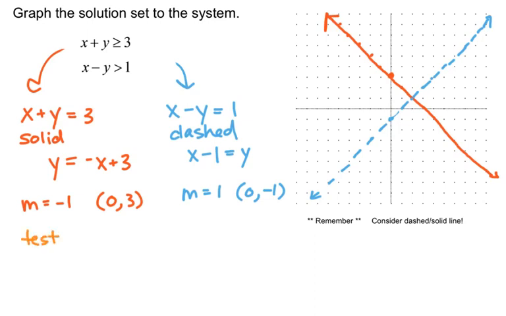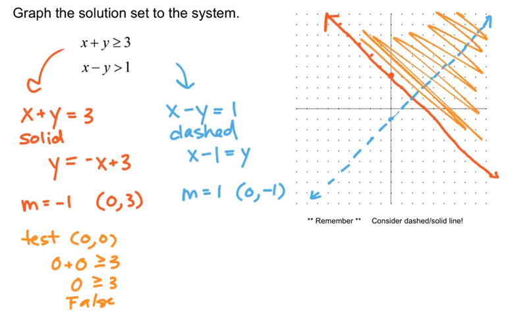So let us test the origin in the first inequality. 0 plus 0 is greater than or equal to 3. Is 0 greater than or equal to 3? Now that is a false statement. So since I'm not including (0, 0), that means I would be shading above or kind of over to the right for this inequality, which if it was just one would look something like this. But we have to deal with both, the overlap.